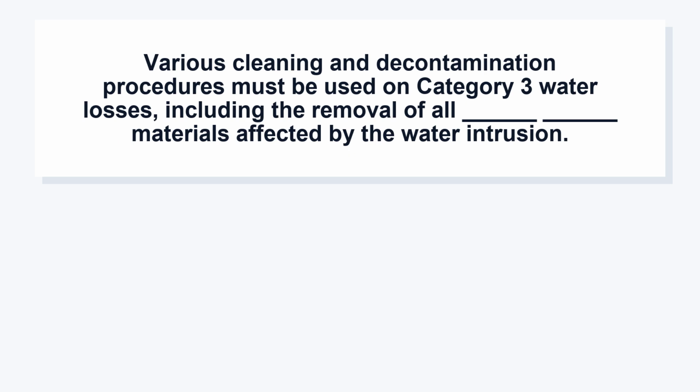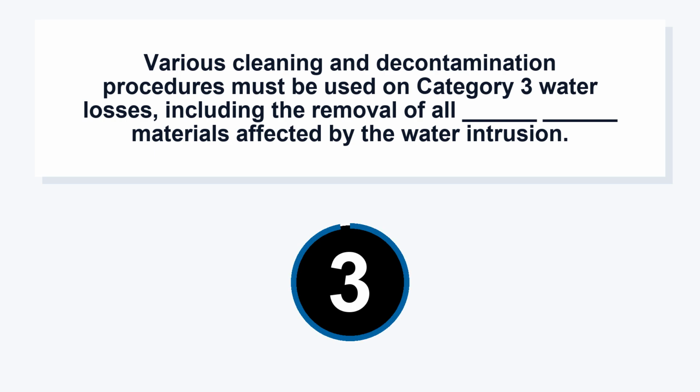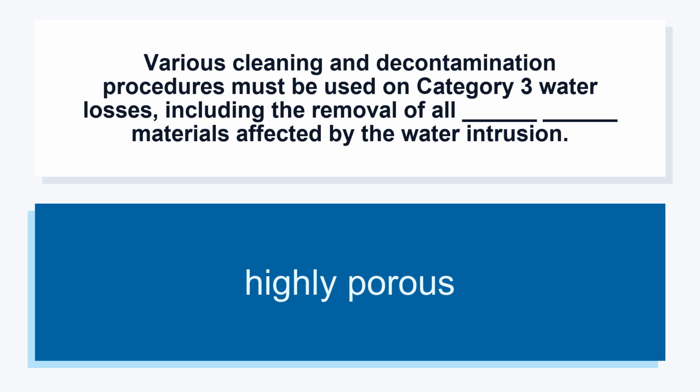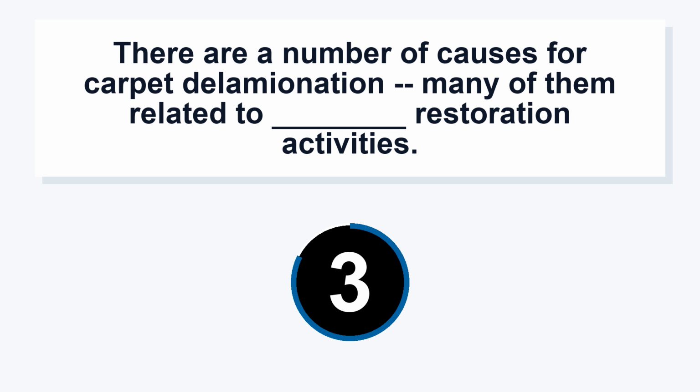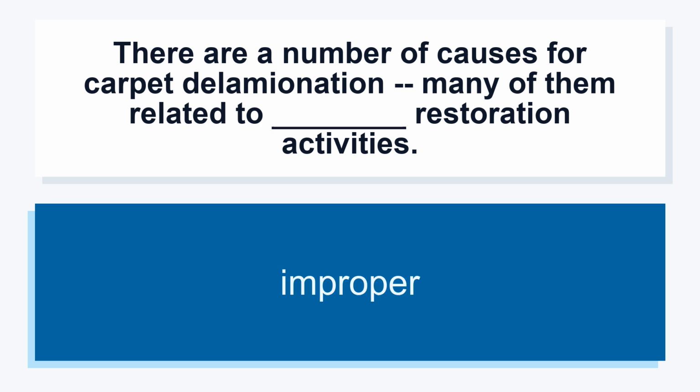Various cleaning and decontamination procedures must be used on Category 3 water losses, including the removal of all highly porous materials affected by the water intrusion. There are a number of causes for carpet delamination, many of them related to improper restoration activities.